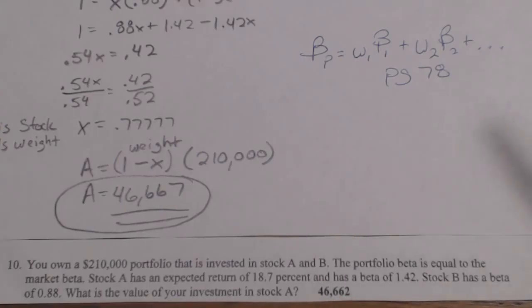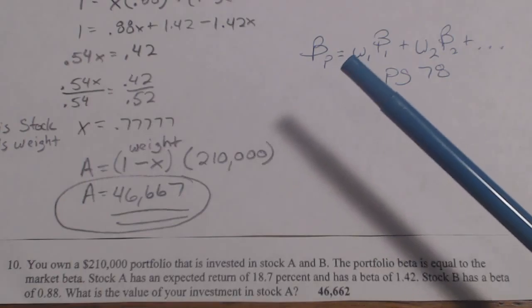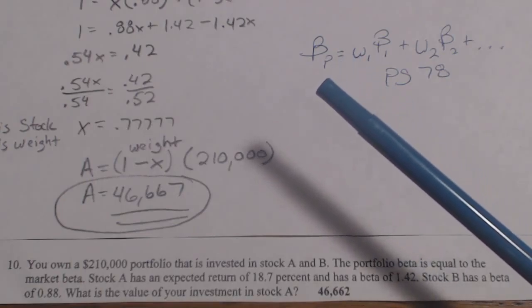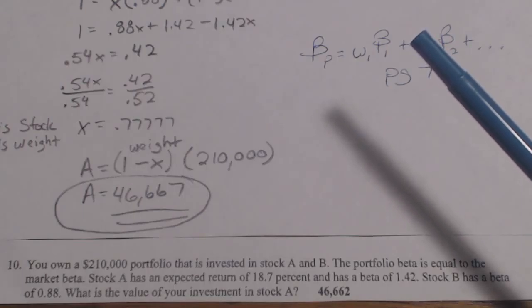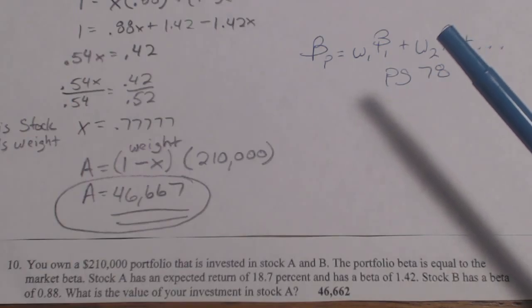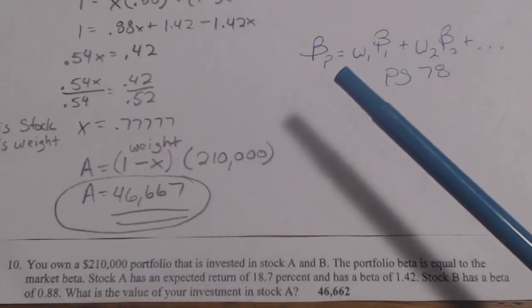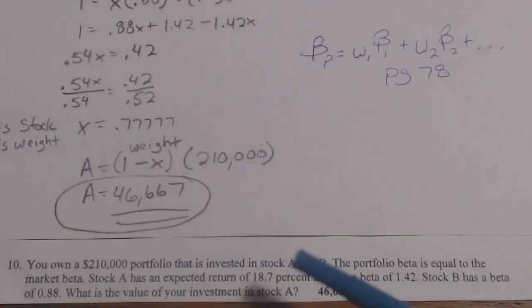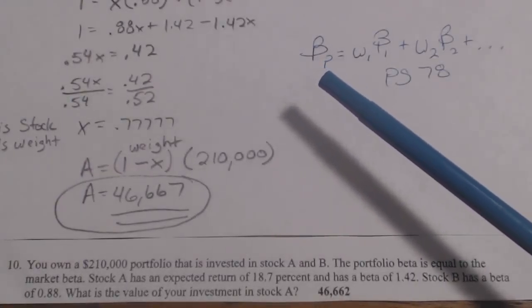It's important to remember that the portfolio beta is just a weighted average of all the betas of the stocks. So if you can find out the weight of each stock, or the beta of each stock, or some type of thing in between, you could figure out how much is invested in stock A. They tell you that the portfolio beta is equal to the market beta of 1. So portfolio beta is going to equal 1.